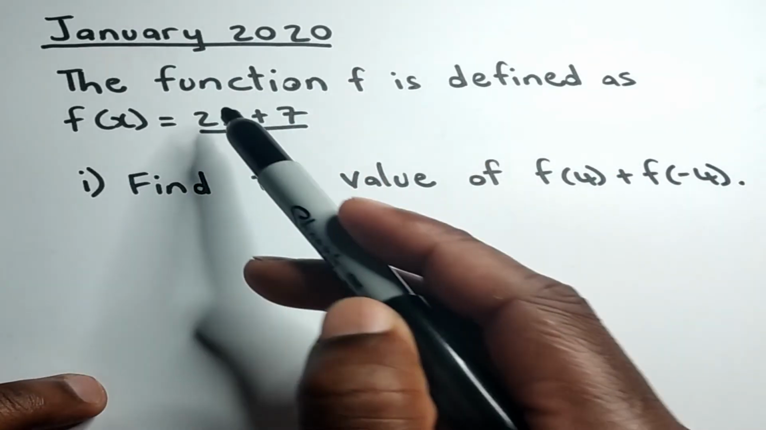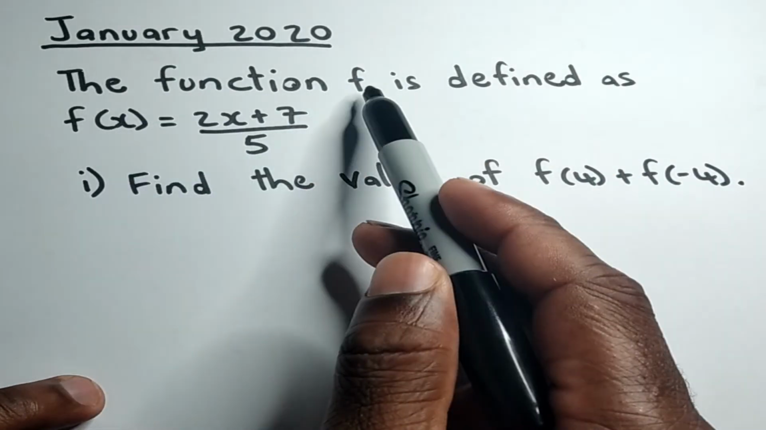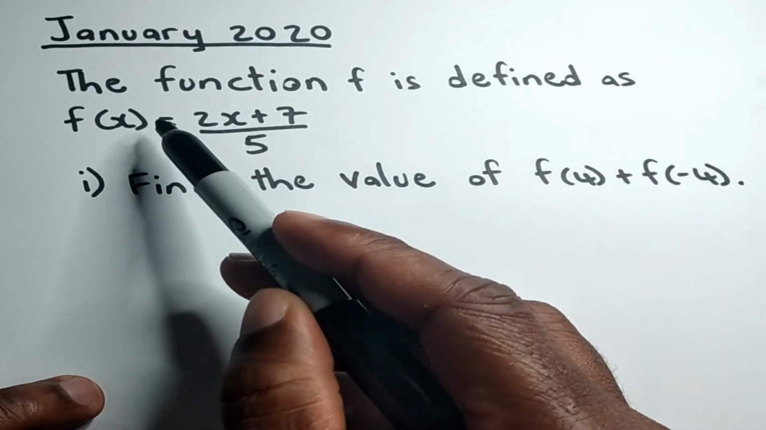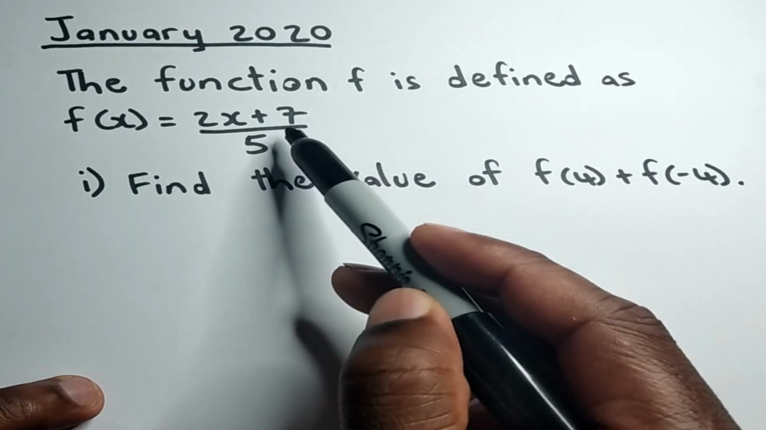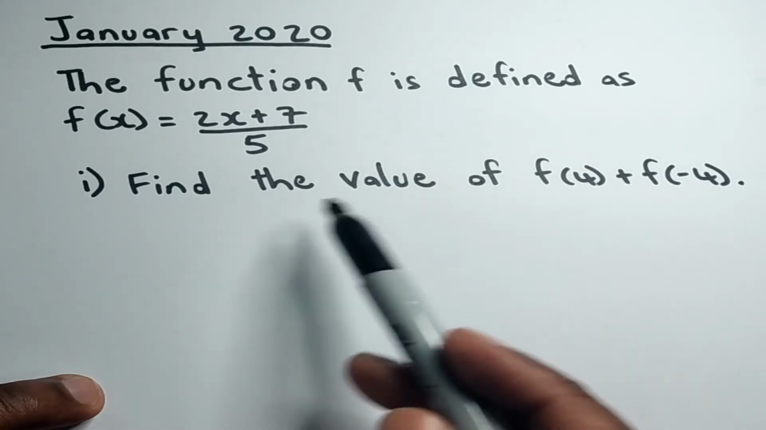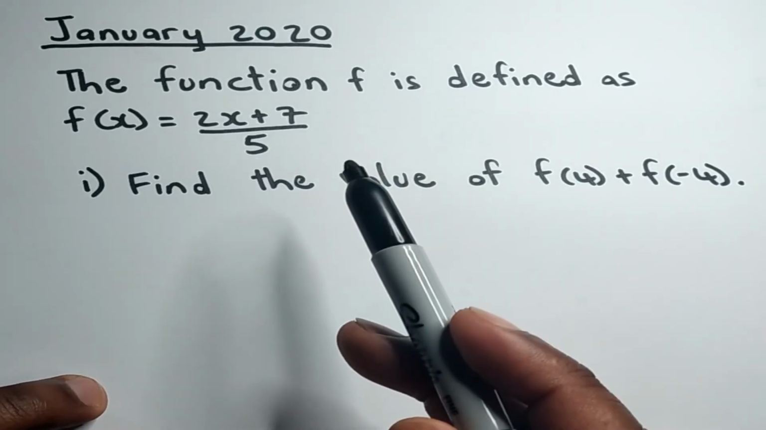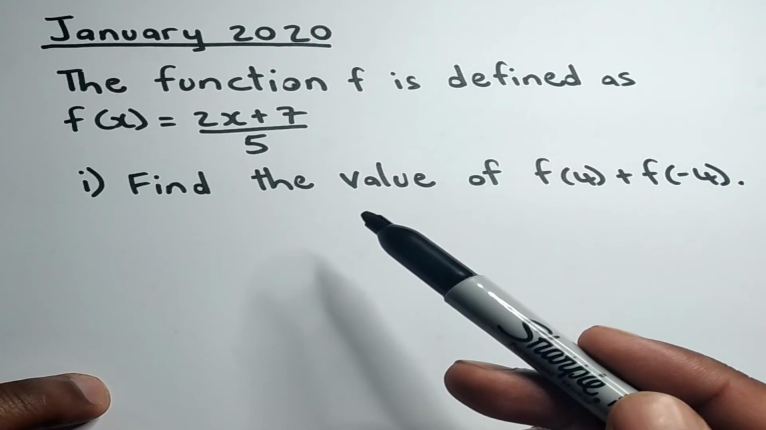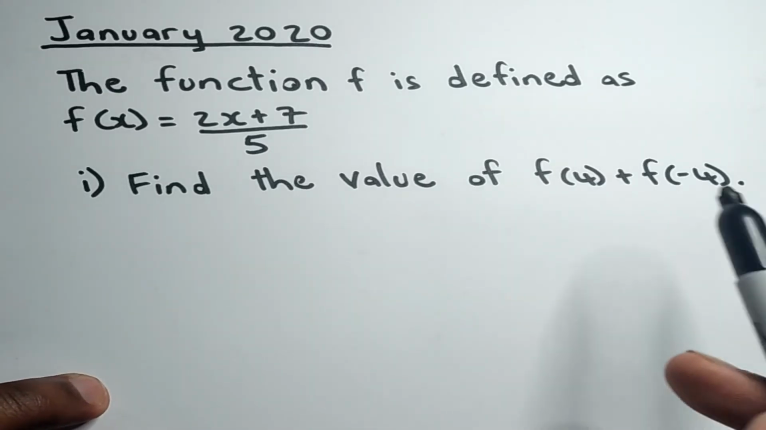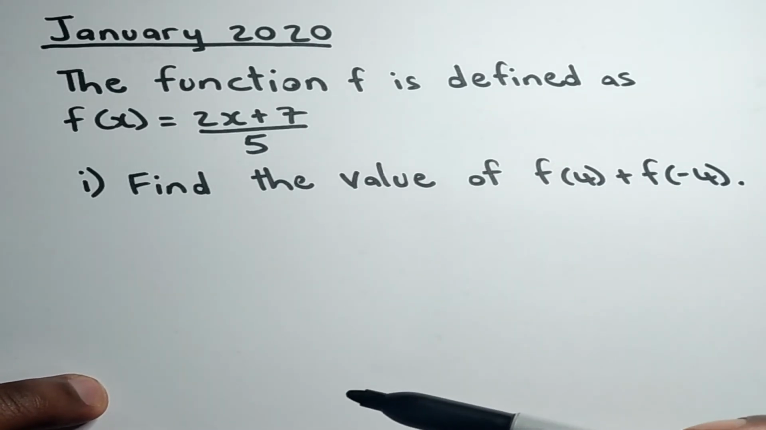Now let's look at the January 2020 paper. The function f is defined as f of x is equal to 2x plus 7 over 5. This is also a two-part question, and just like the question before this one, it has both a part A and a part B, and we'll look at those when we get to that.